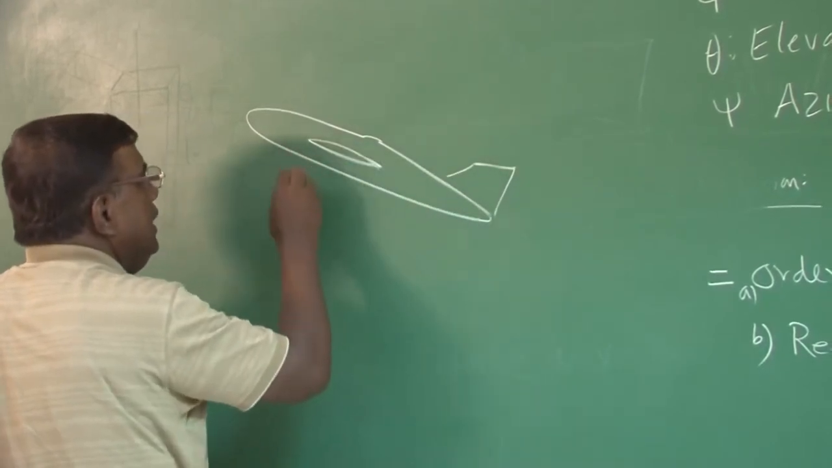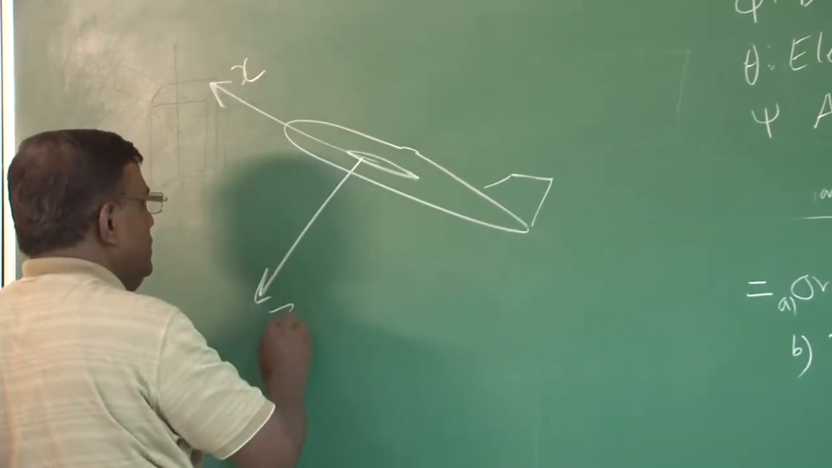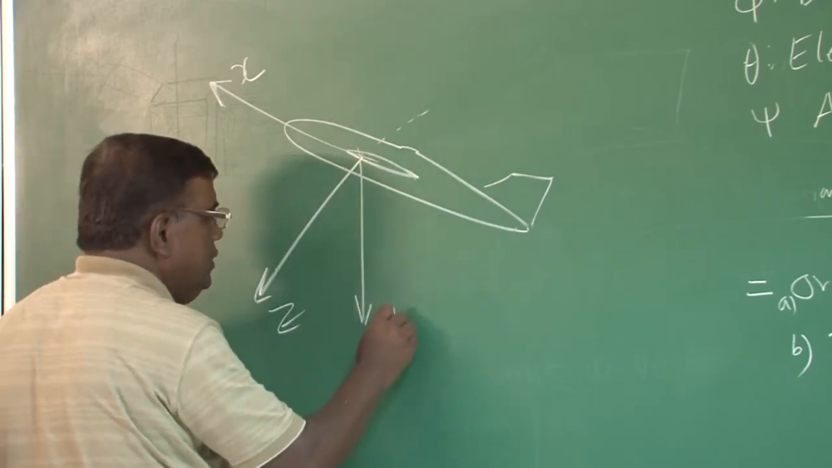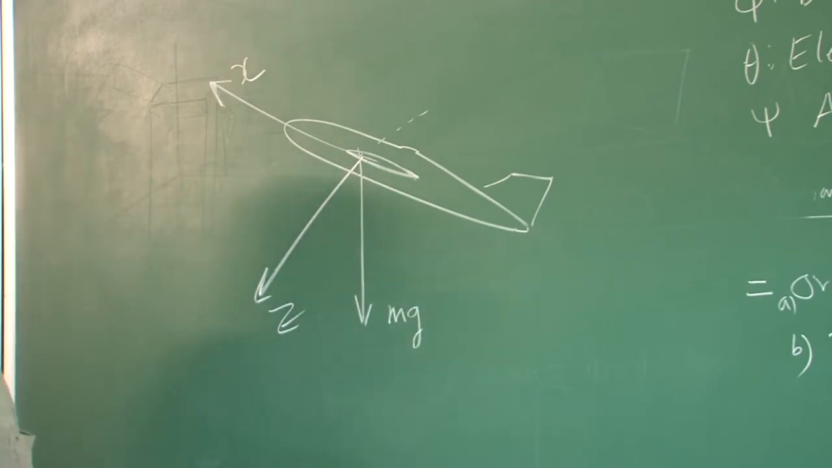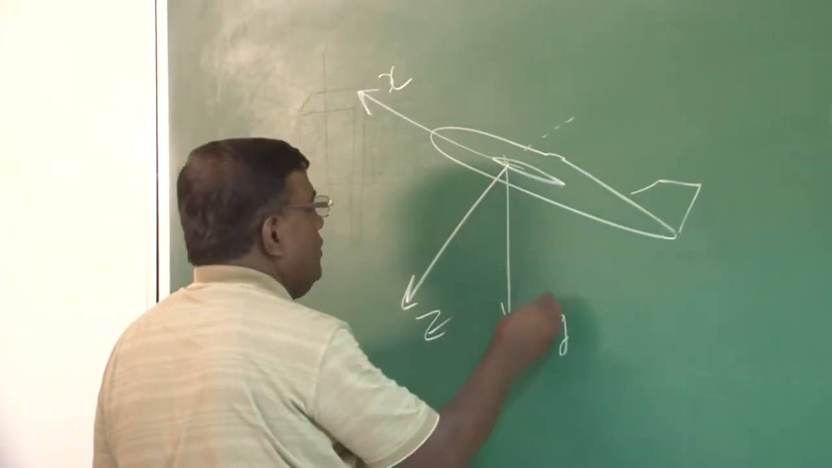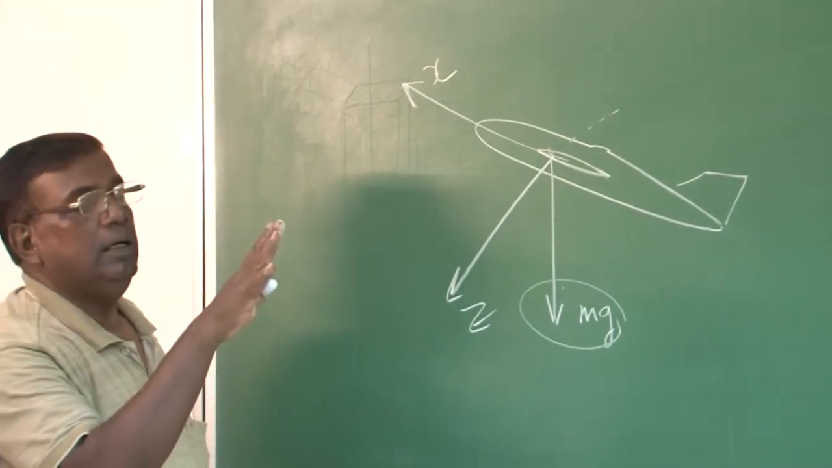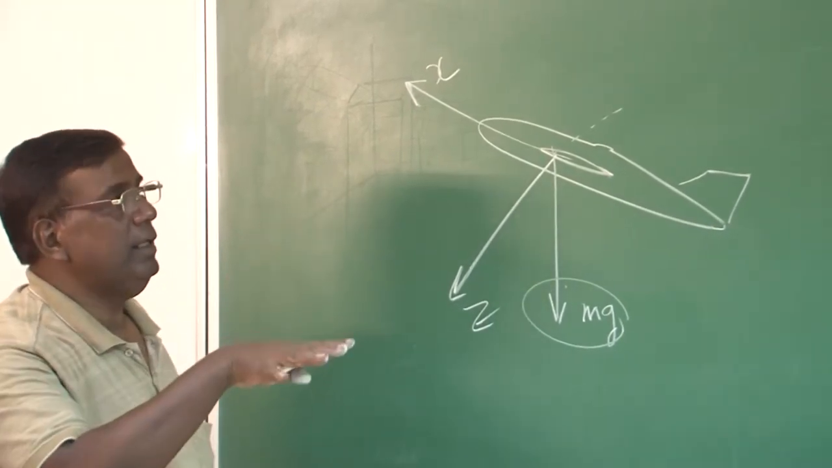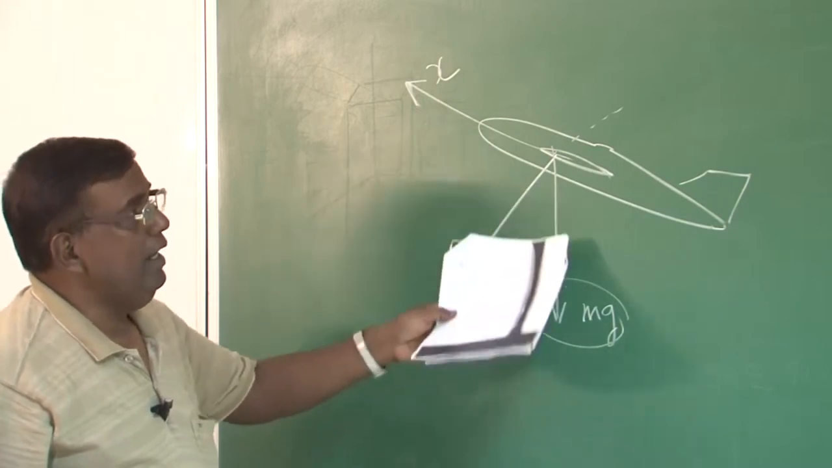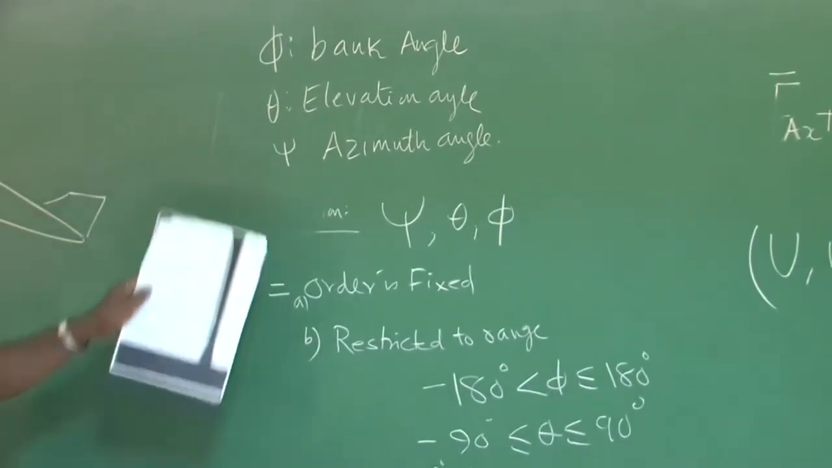We have just seen that if I take two configurations like this, this is the x body axis, z body axis, and of course y, right? Now the gravity force mg will always act downward, in the direction of the inertial z axis, right? But as the orientation changes, its components along x, y, z also change depending upon the elevation angle, the azimuth angle, and the bank angle. So if I want to resolve this weight along x, y and z, I need to know how mg is resolved using phi, theta and psi, right?